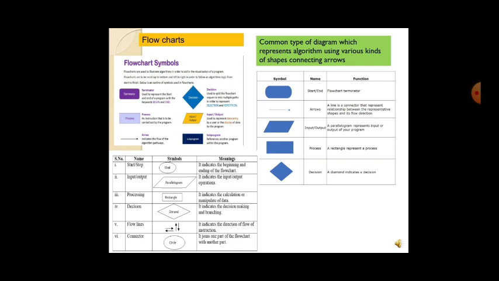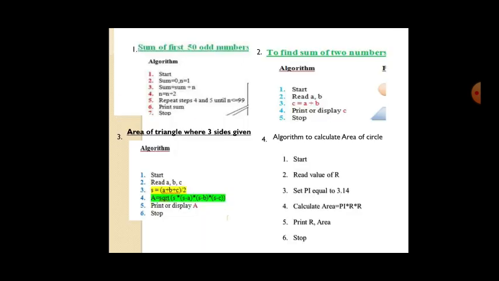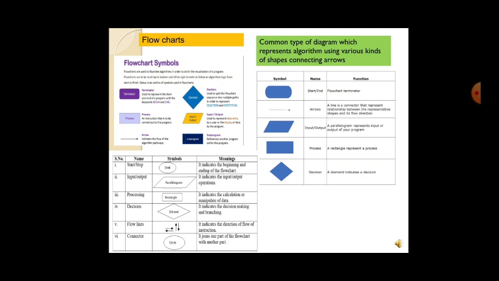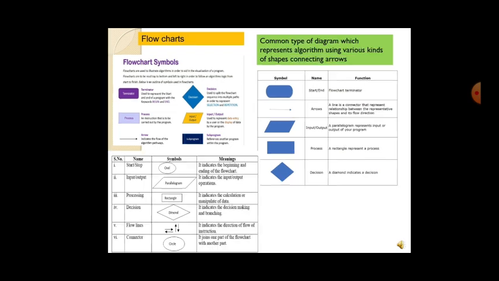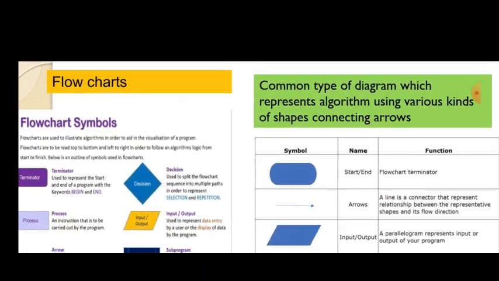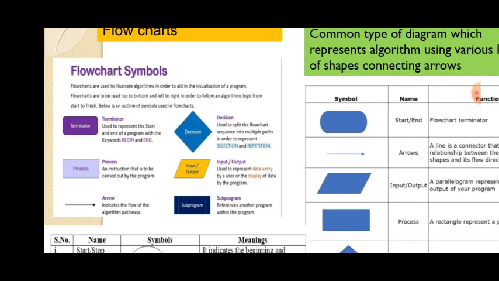Next, let us see about the flowcharts. Flowcharts are nothing but the pictorial representation. So algorithm we have done. So we need to make a pictorial representation of the algorithm. The common flowcharts are used to illustrate algorithm in order to aid the visualization of the program. Flowcharts are to be read from top to bottom and left to right in order to follow an algorithm logic.